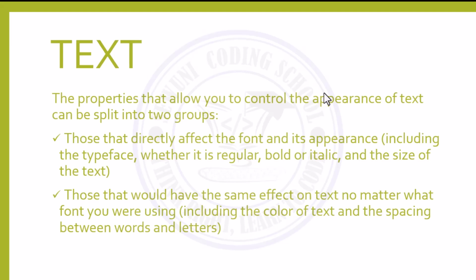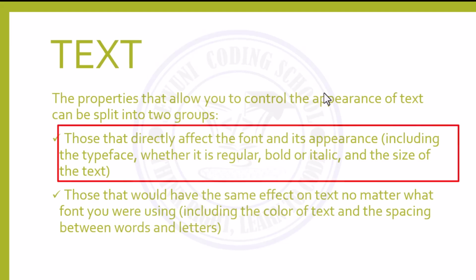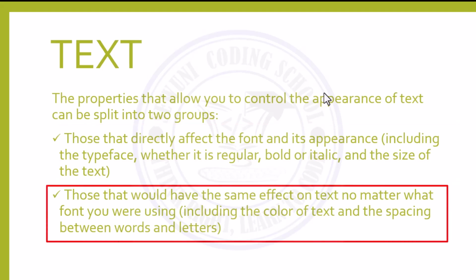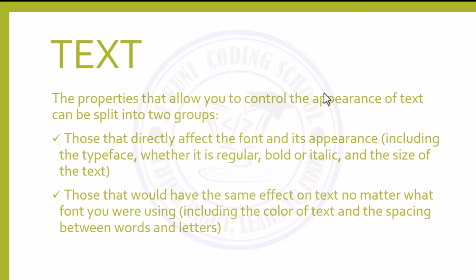In these properties we have two different groups. We have one group that directly affects the font and its appearance, and then we have another group that would have the same effect on text no matter what font you are using. Let's say color. One will talk about the way it appears, that is, regular, bold or italic. The other will be, let's say, the color of the text.